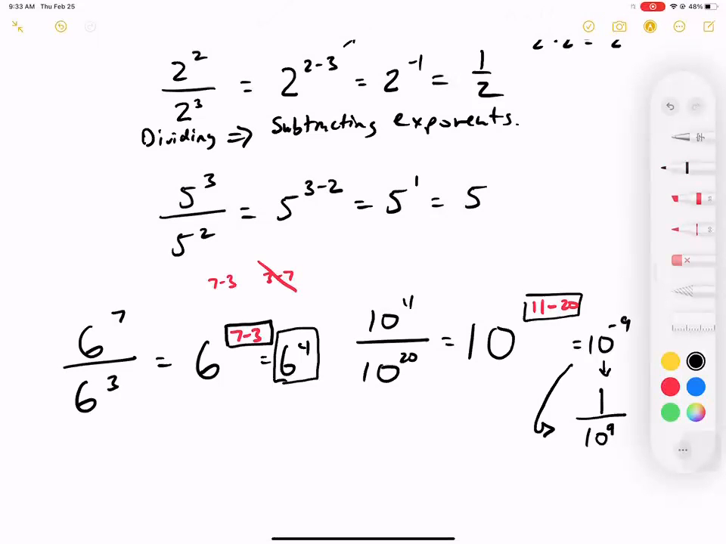Now, this is of course the extreme slow way, and this is not the skill, but if I write 10 times 10 times 10, 11 times, and I write this 20 times, they would have canceled out all the way, leaving me 9 extra on the bottom. And you can kind of see that.